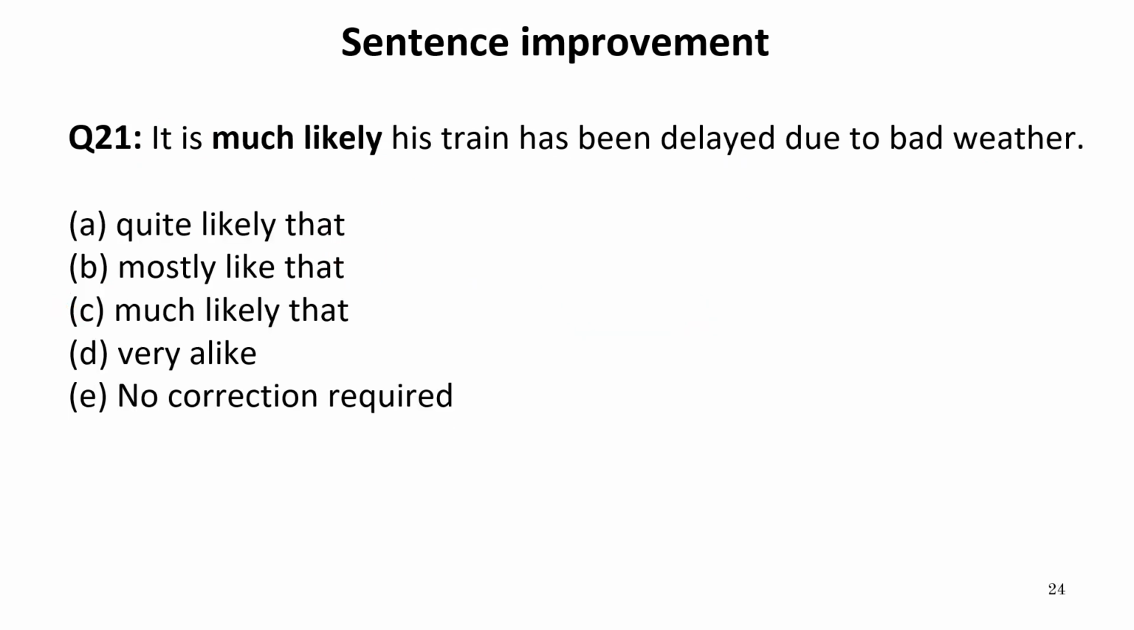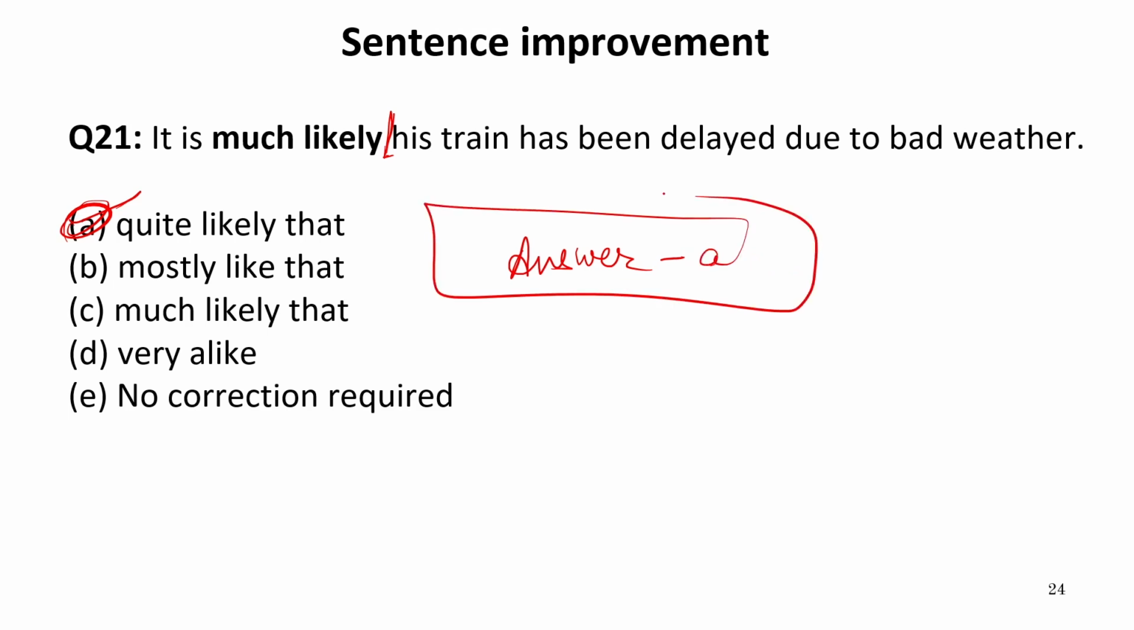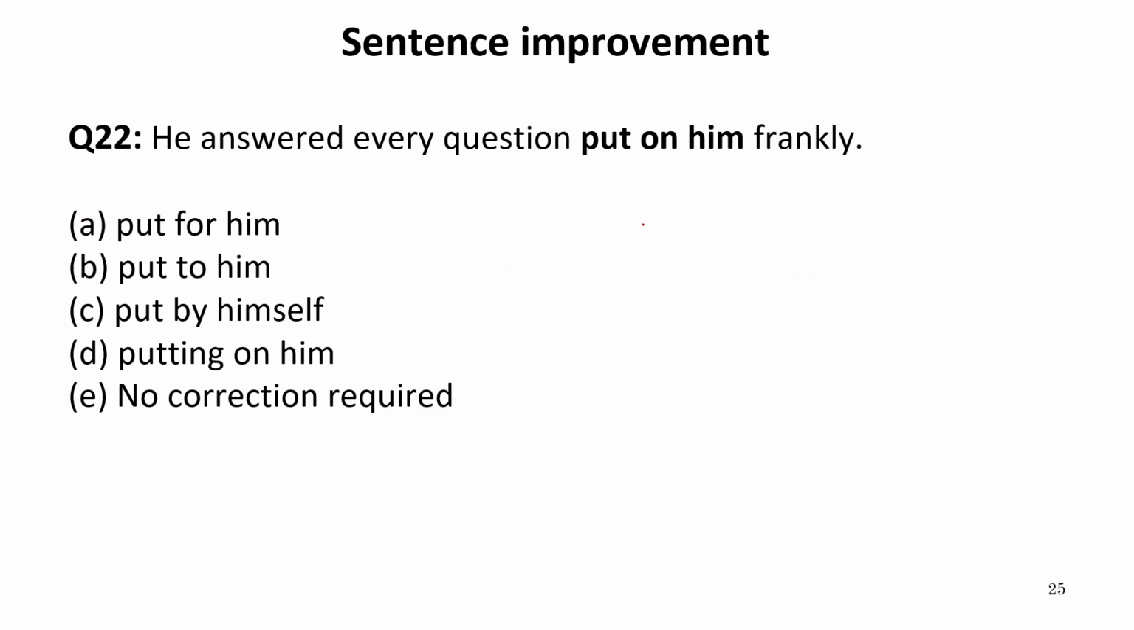Now let us move to the next one. It is much likely his train has been delayed due to bad weather. So here we need a preposition or a conjunction. So A is absolutely correct. Our answer is A. That is, it is quite likely that his train has been delayed due to bad weather. So our answer is A. Now let us move to the next one.